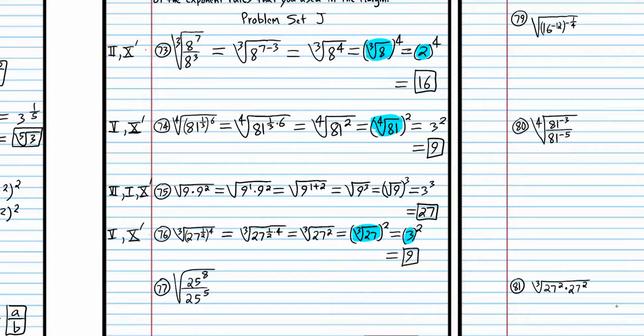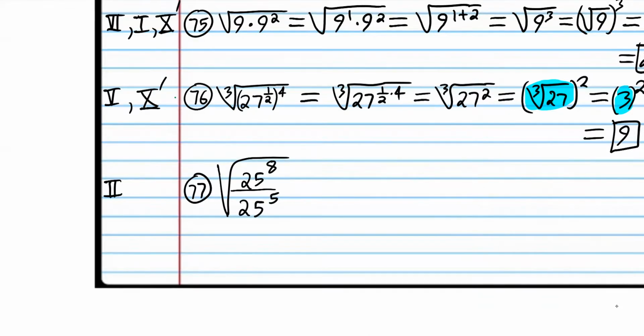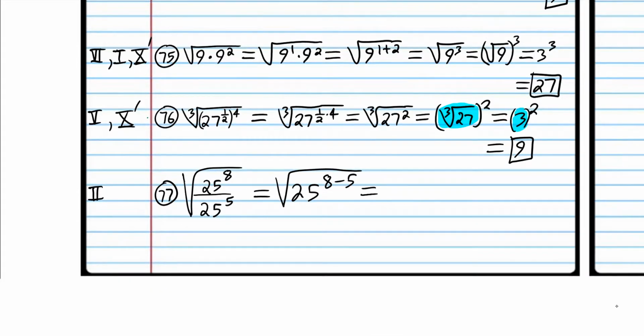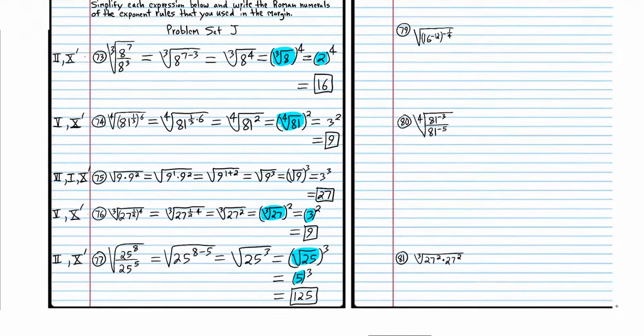All right, try number 77, and when you come back, we'll do it together. All right, we're back. So we're going to use rule number 2. We have 25 to the 8 minus 5 power, square root of that. And we get 25 to the 3rd power, square rooted. Problem is we don't want to raise 25 to the 3rd power. It's just too difficult. So we're going to take that power and put it on the outside. And now square root 25 is 5. And 5 cubed is 125. So the variation of rule 10 is really useful in these cases. All right, so if you did that one correctly, good job.